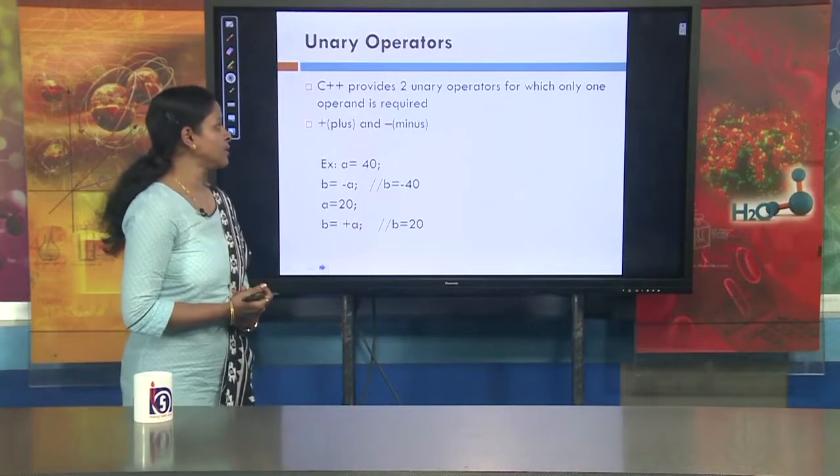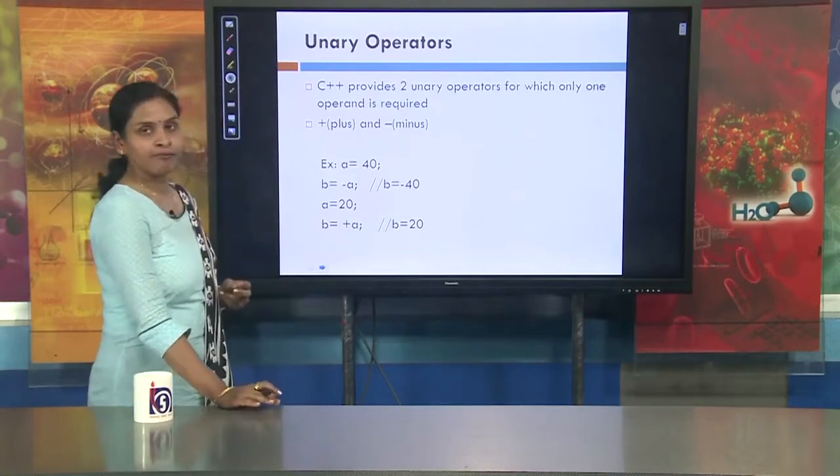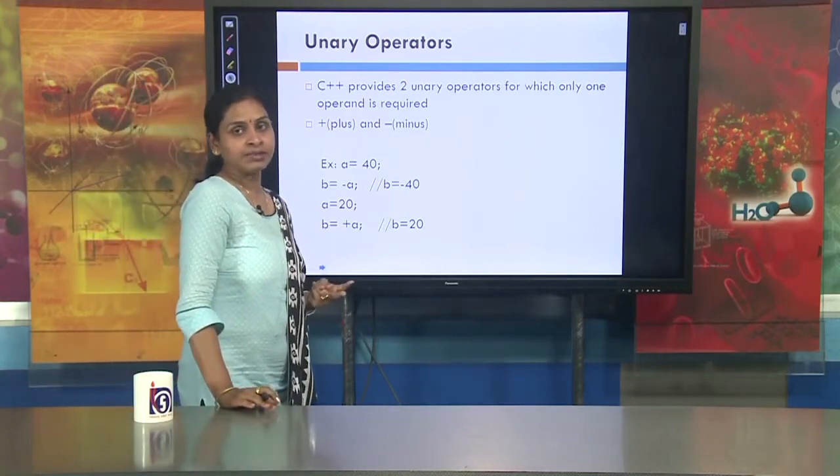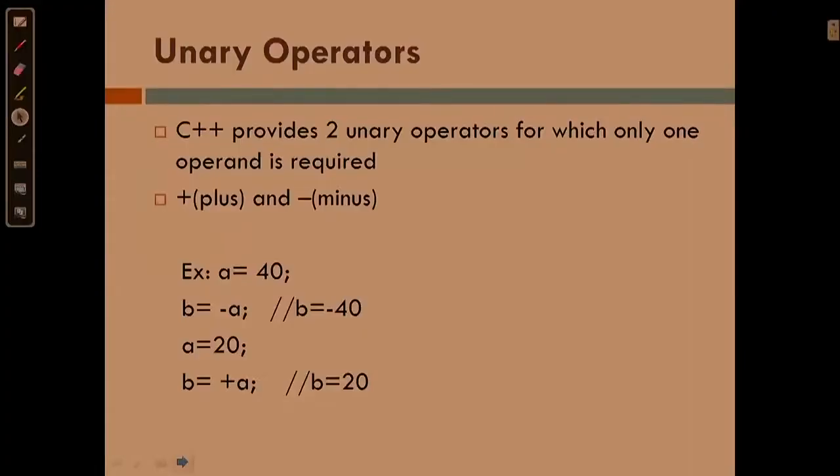So a unary operator is used only on one operand. We have two unary operators, minus and plus. So how to use these unary operators? Have a look at this. For example, here I have assigned the value 40 to the variable a, and if I write b equal to minus a, this is the use of a unary operator. For using a unary operator, we have to use only one operand. Now the value of b becomes minus 40.